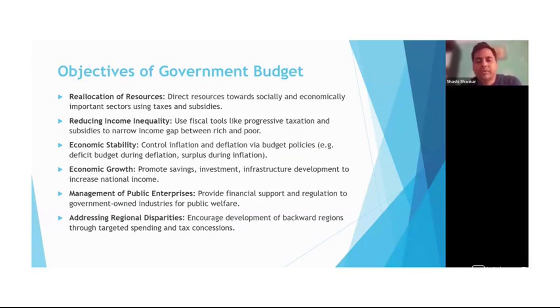Reducing income inequalities. So use fiscal tools like progressive taxations and subsidies to narrow income gap between rich and poor. So it is reducing income inequalities. Next one is economic stability. Definitely the objective of government budget is economic stability. So control inflation and deflation via budget policies. For an example, deficit budget during deflation and surplus budget during inflation.